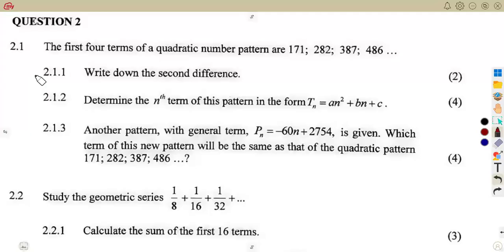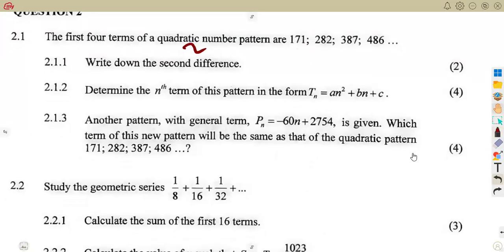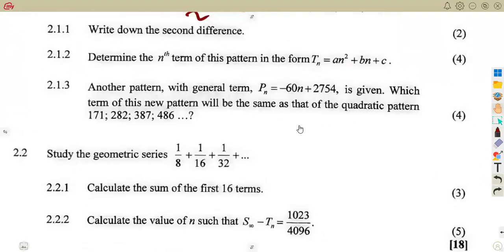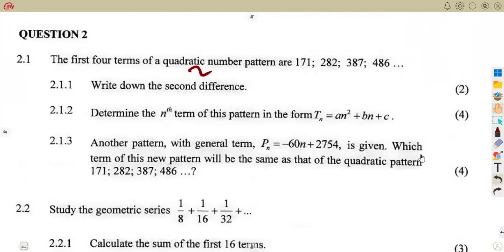So in this question, question number 2, we are given a quadratic number pattern that we are supposed to consider, and also a geometric series. Those are the two that we are going to consider in this platform. So let us quickly have our question, as we are given the first part on 2.1.